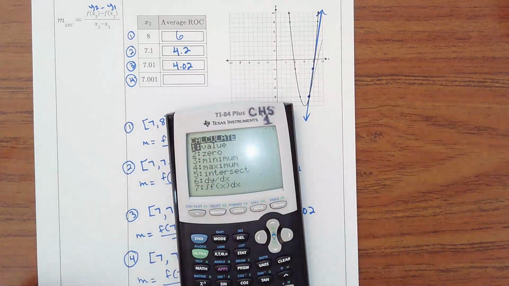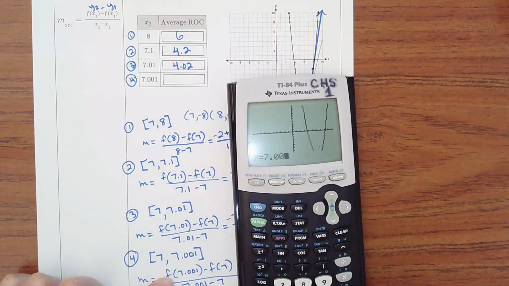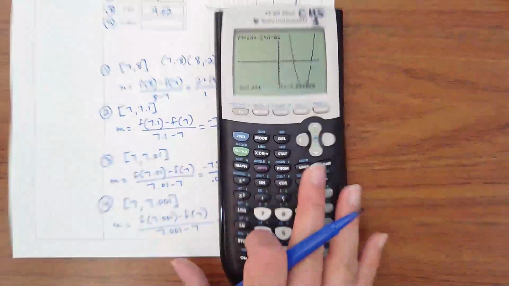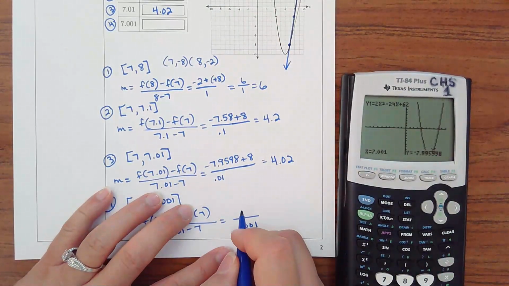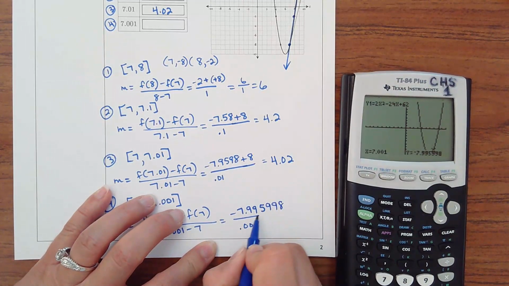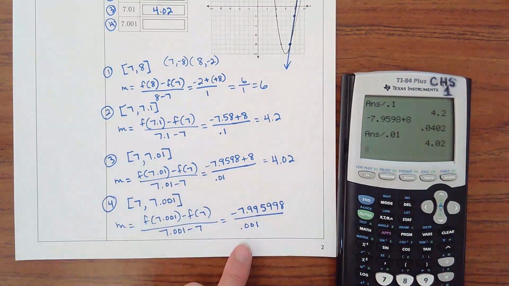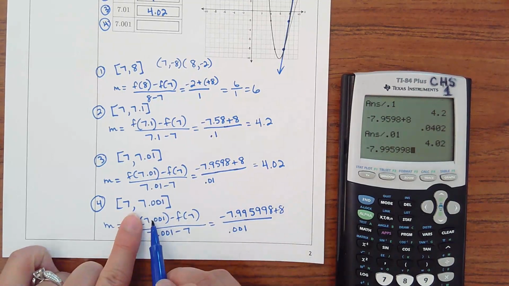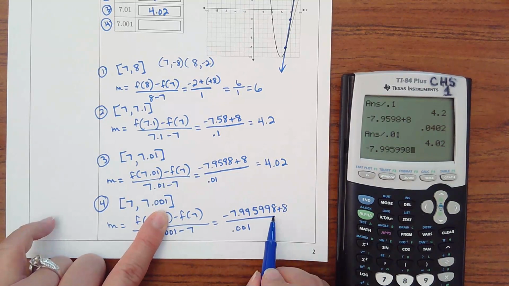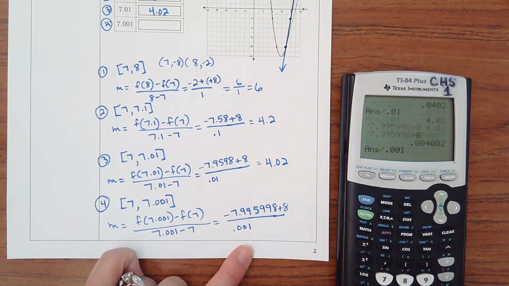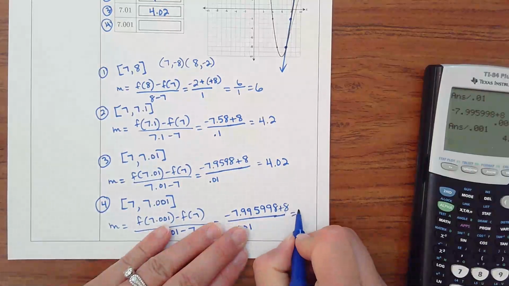Graph, second calc, value, 7.001. Ooh, write all of that. Let me scoot down a little bit. Negative 7.995998. Oh, I forgot my plus 8. That could have been bad. So this was all this y value minus my negative 8, or plus 8. And then divided by 0.001 gives me 4.002.